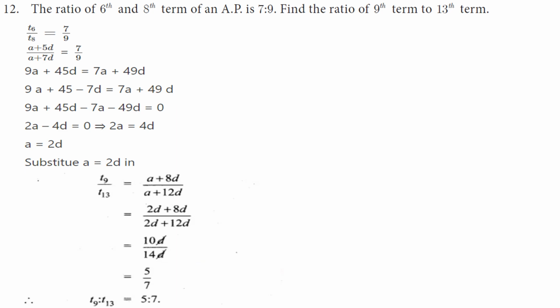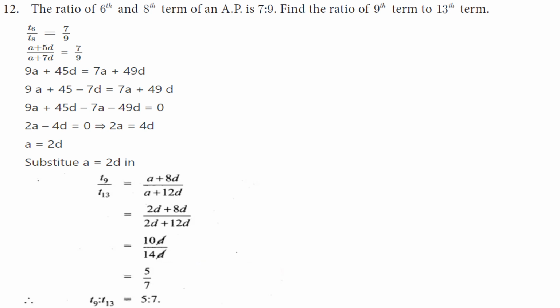So 9a plus 45d minus 7a, make it into left hand side. So minus 7a minus 49d equal to 0. Therefore, grouping like terms: 9a minus 7a, 2a, plus 45d minus 49d, minus 4d equal to 0. 2a equal to 4d, a equal to 4 by 2, 2d. Substitute a equal to 2d, we have to find out the ratio of 9th term and 13th term.